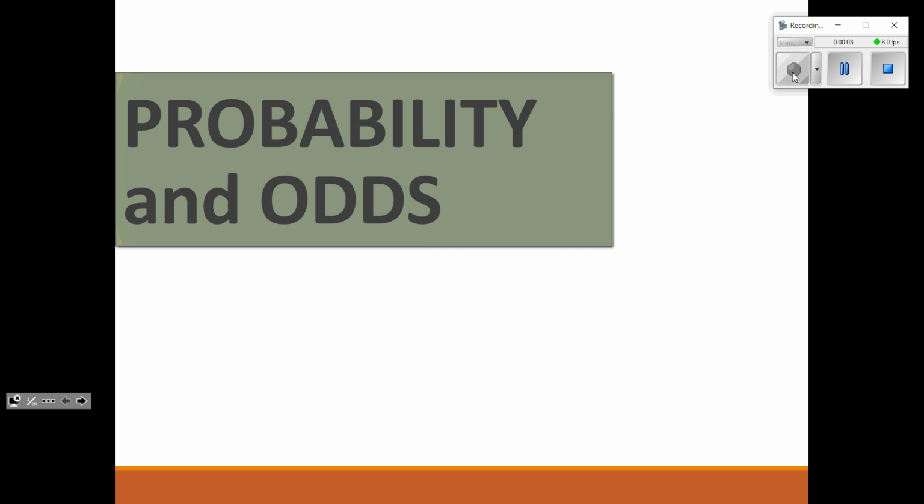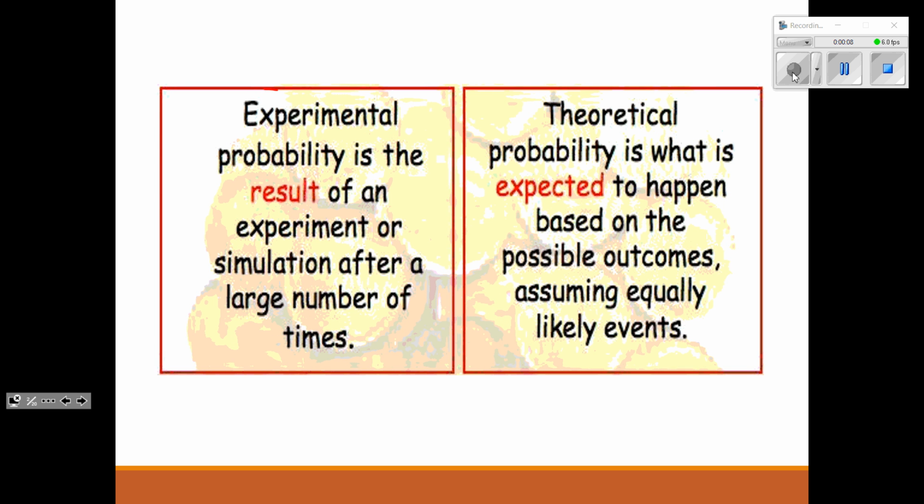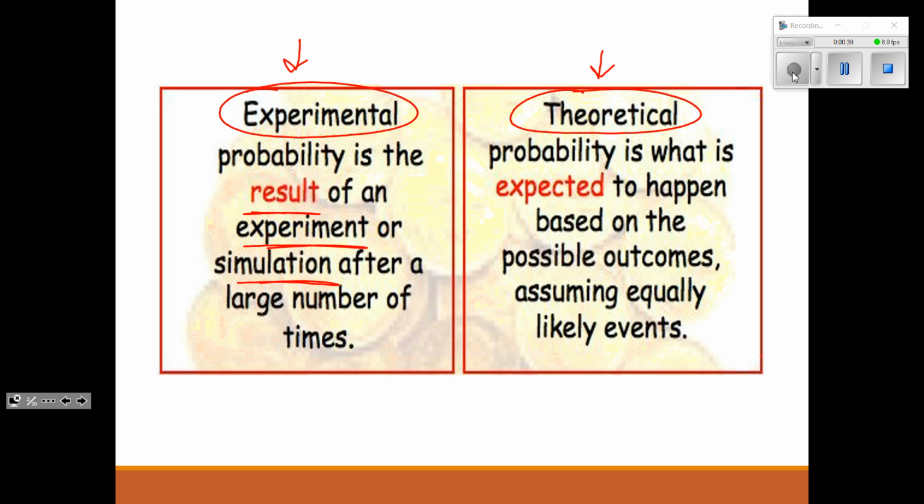Today our lesson is going to be on probability and odds. First, I want to make sure that you understand the difference between experimental and theoretical probability. Let's start with theoretical. Theoretical probability is what we're usually looking at. It is what is expected to happen based on the possible outcomes, assuming equally likely events. So we're talking probability, and if you're not actually going through the steps of doing an experiment, it's theoretical probability of what should happen. Experimental probability is the result of an experiment or a simulation.